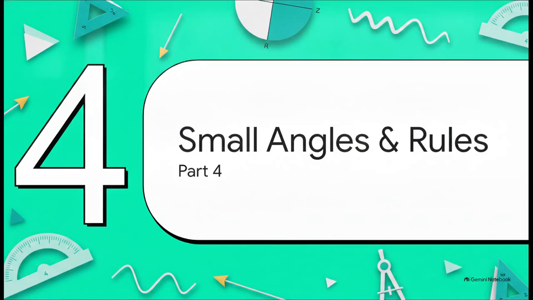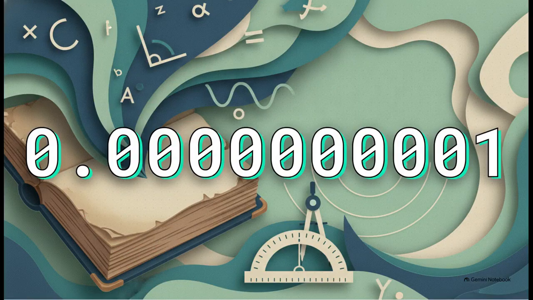Which leads us to Section 4, small angles and special rules. So what happens when we push this entire system to the extreme? If an old book gives you a logarithmic sine of -10, when you convert that out of logarithms, you get an incredibly tiny fraction. We're talking 0 point followed by 10 zeros and a 1. For practical engineering calculations, the resulting angle is essentially 0 degrees.